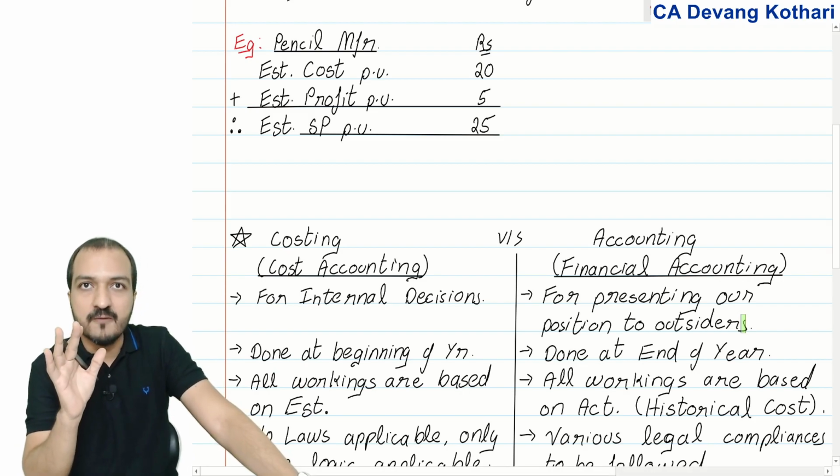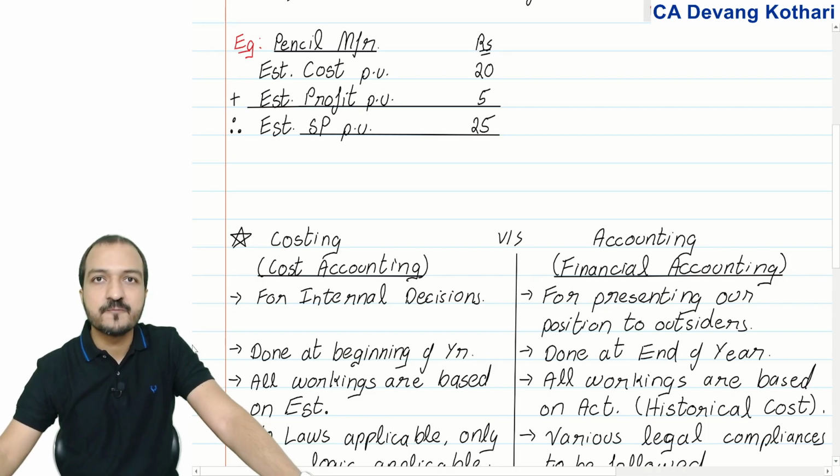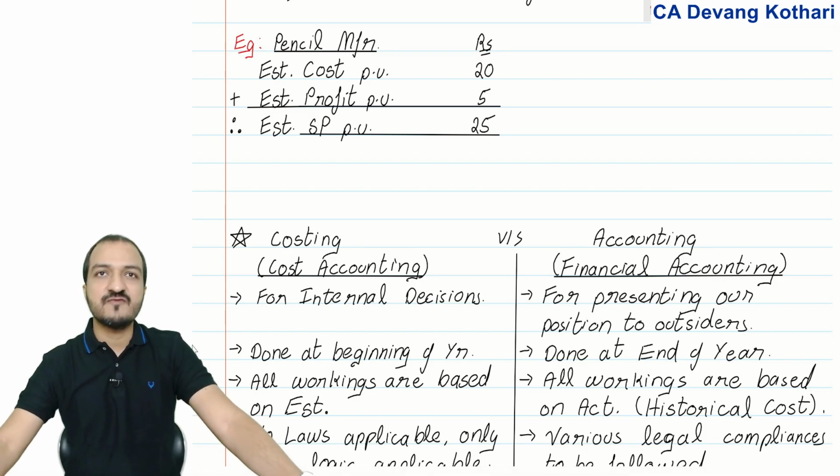Simple example. Just a minute. Mohammed, you said for avoiding tax payment.